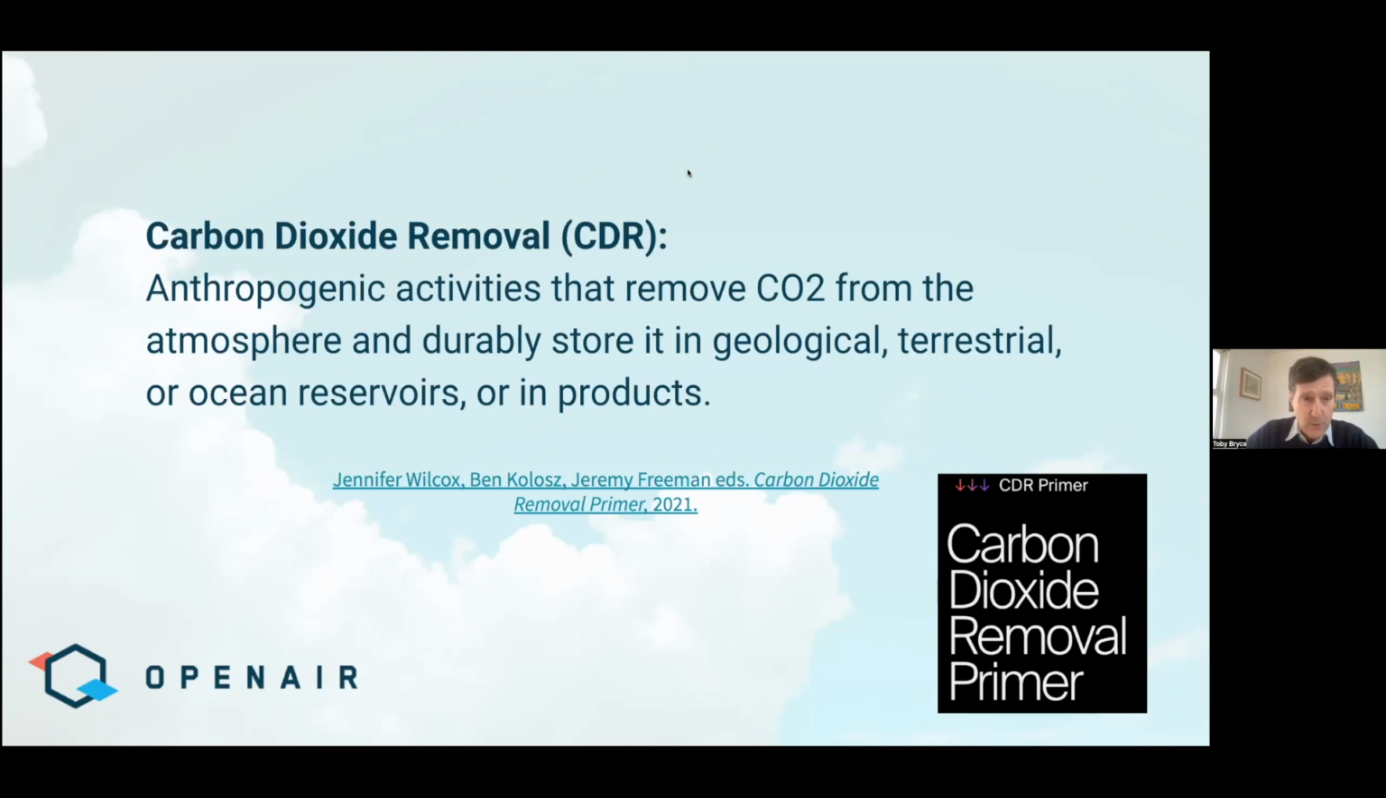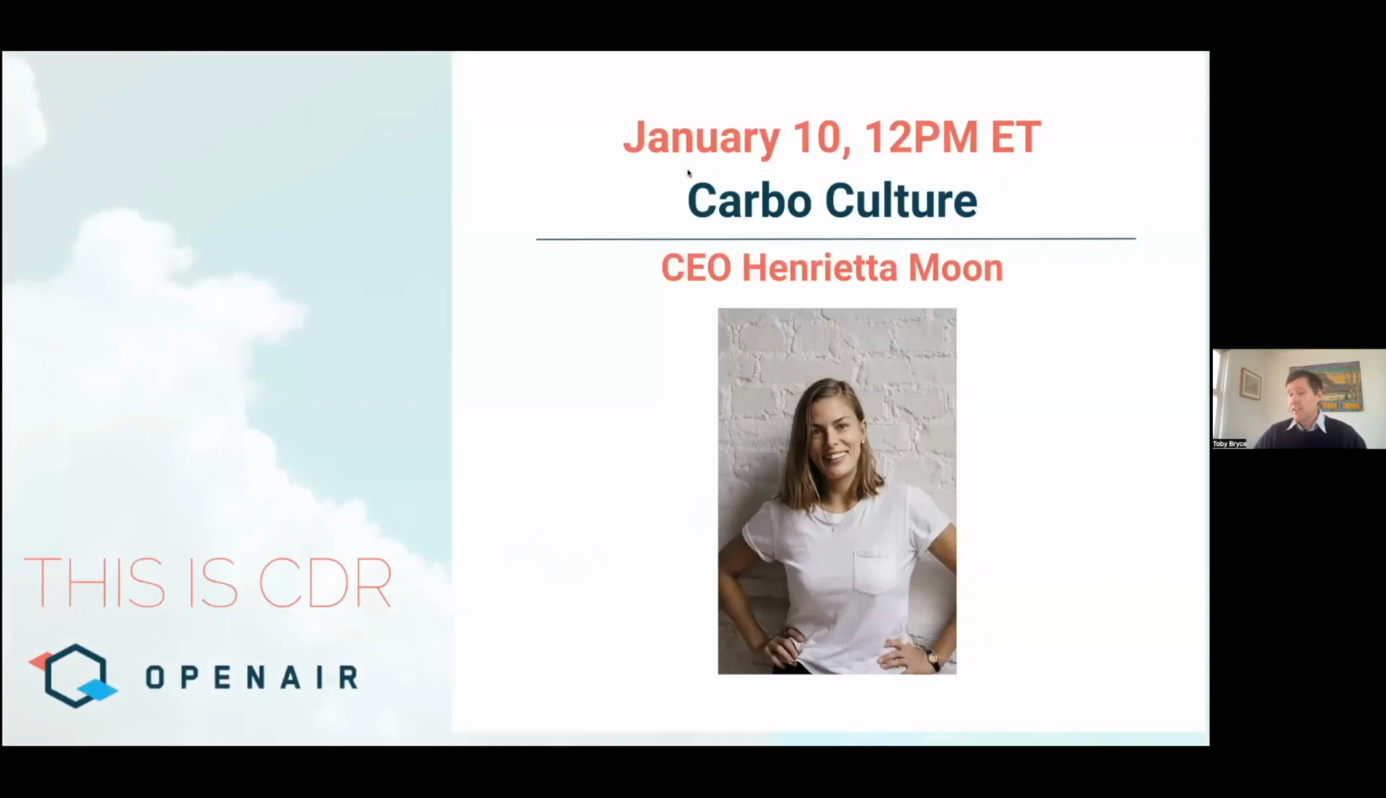There are 3 fronts we need to be working on. We need to be reducing our emissions. We're going to have to adapt to an already changing climate, and we're going to have to remove CO2 from the atmosphere. Going to go ahead and pass it over to my colleague, Megha Raghavan.